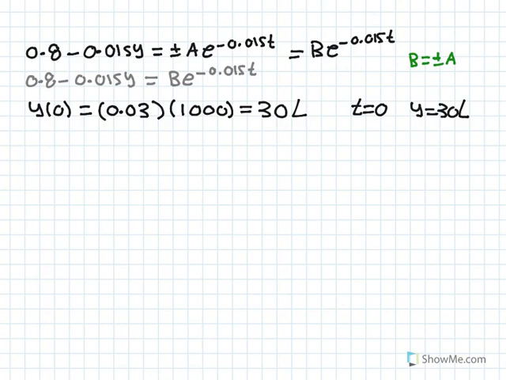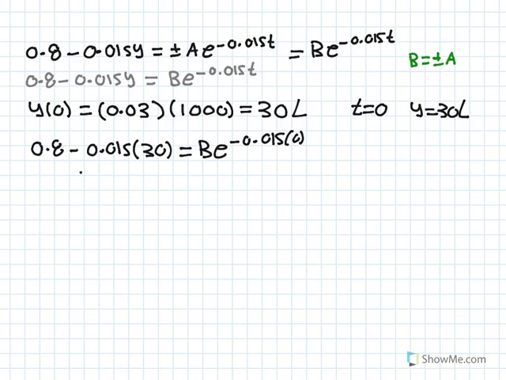This enables us to solve for the constant b. So we have 0.8 minus 0.015 times y, which is 30, is equal to b times e to the negative 0.015 times 0. If we simplify this and calculate, we get b is equal to 0.35.